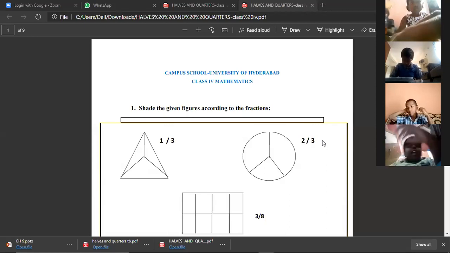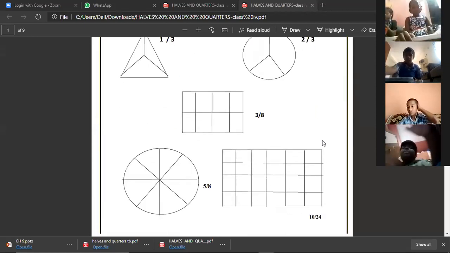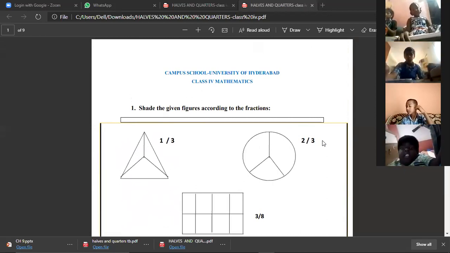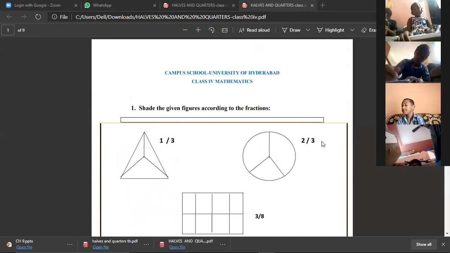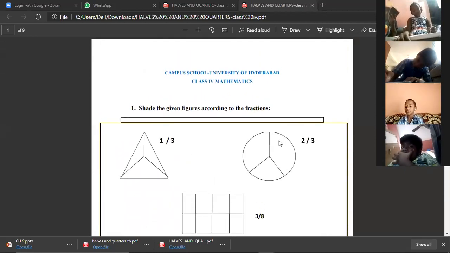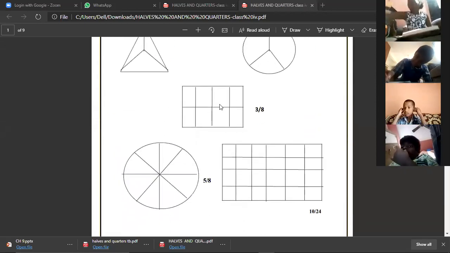This is a worksheet I'm going to share with you. See this. You have to shade the figures according to the given fraction. 1 by 3. So out of 3 parts, you have to shade one part. You have to color it. 2 by 3, 2 parts you have to color.